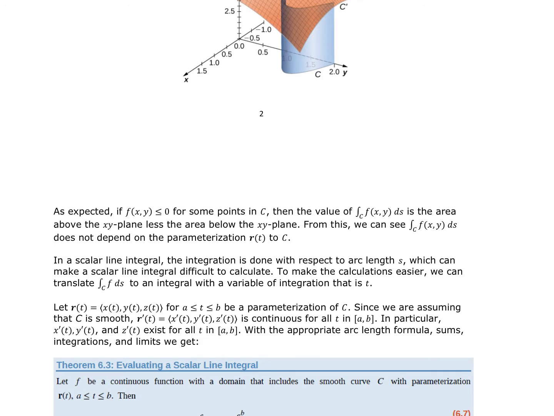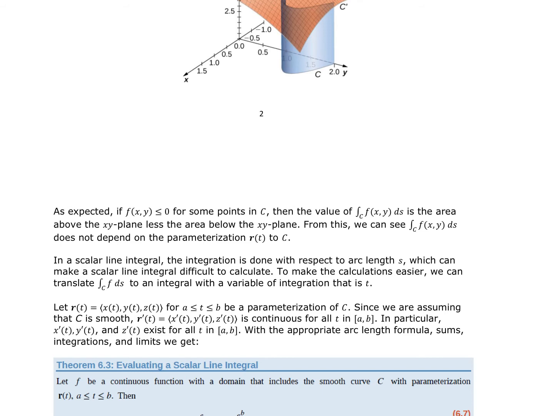So then we let r of t still be the vector x of t, y of t, z of t for all t between a and b, be the parameterization of the curve. Since we are assuming that C is smooth, then the derivative of our parameterization of the curve is continuous for all t, and in particular each individual derivative must exist.